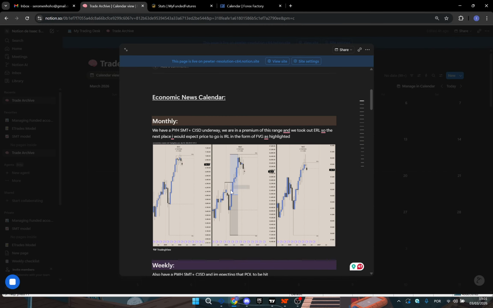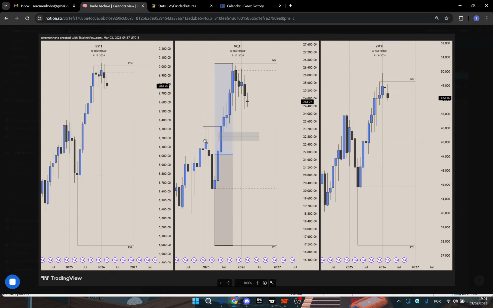Now, going to the analysis side of things. When we go to the monthly chart, this is quite a higher time frame, but it can give us kind of like an idea of where price is going in the long term. We can see that we have this previous year high SMT, YM and ES took it out, but NQ failed to, and then now with that previous month close, we got a change in the state of delivery right here.